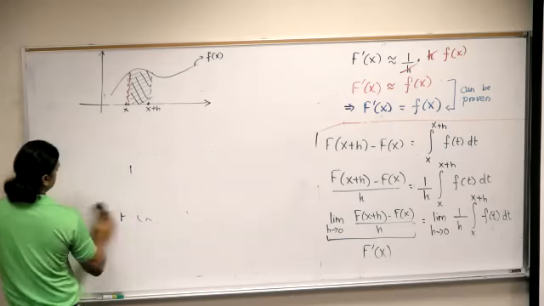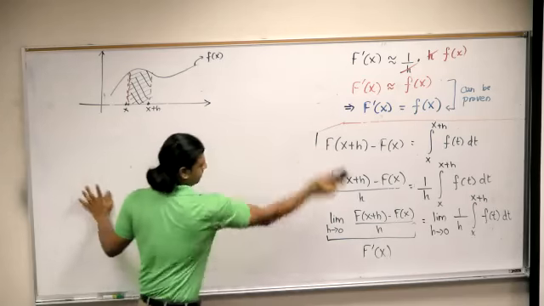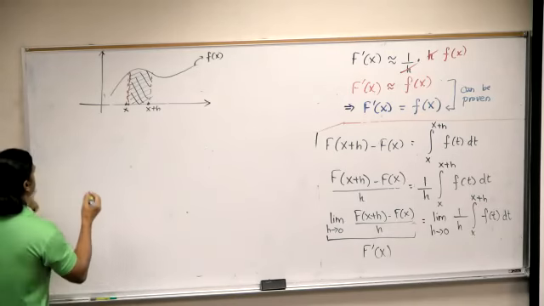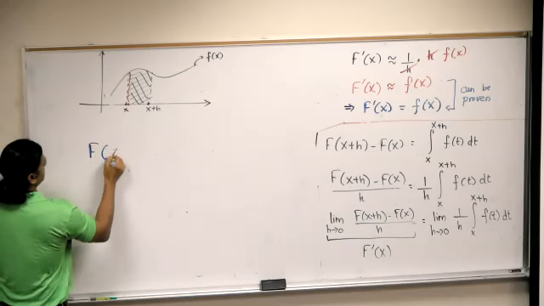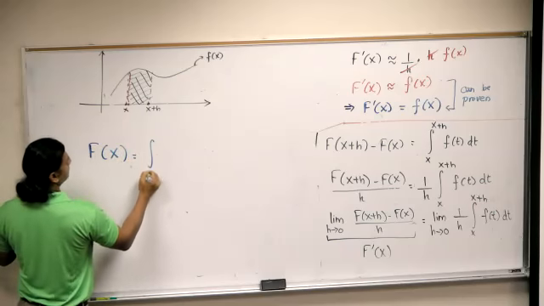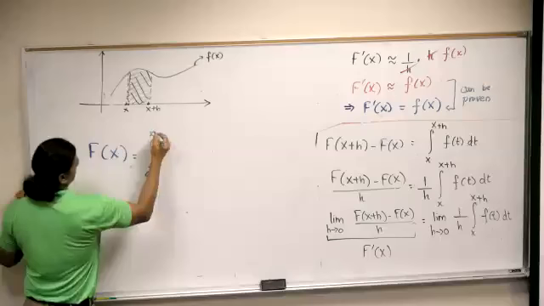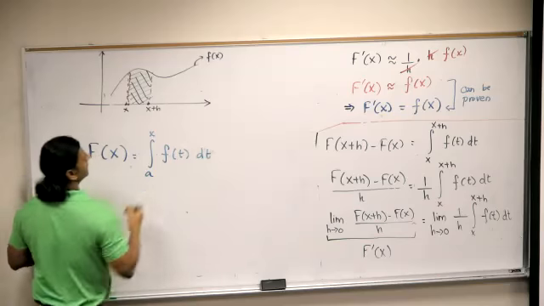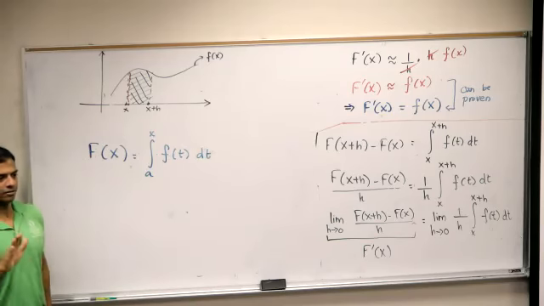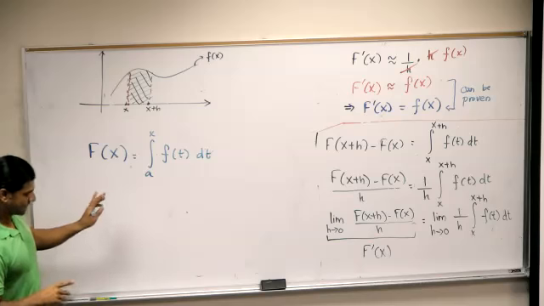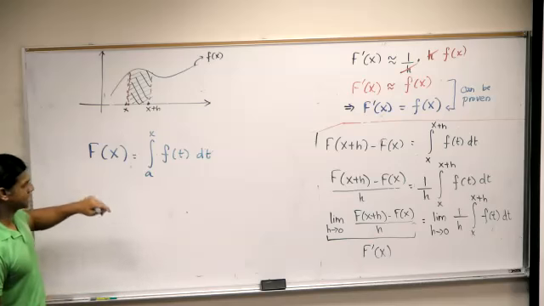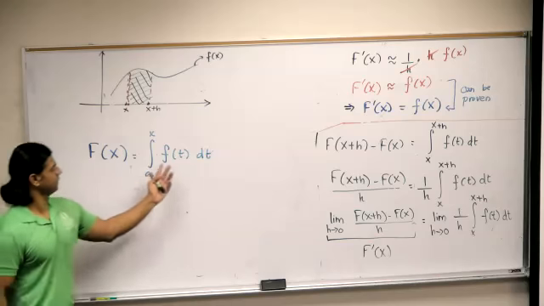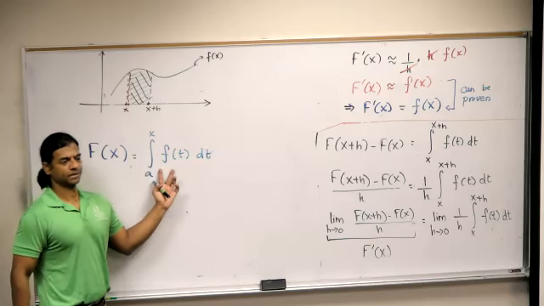So when we first started, I had f of x is equal to the integral from a to x of f of t dt. Agree? And I showed that taking the derivative of that will give you the function f of x. Done. Good.